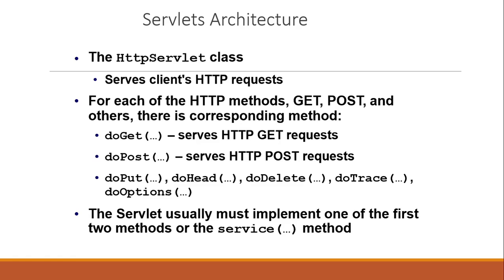The servlet usually must implement one of the first two methods, or the service method. Whenever you are going to implement servlets, you must use either the service method or doPost and doGet. Without these methods, you cannot implement servlets. Fine. I hope it is clear how this HttpServlet class is built up and what the various methods behind it are, like doPost, doGet, doHead, doDelete, doTrace, doOptions, and next, how you can implement them. Fine. Now this was the HttpServlet class.